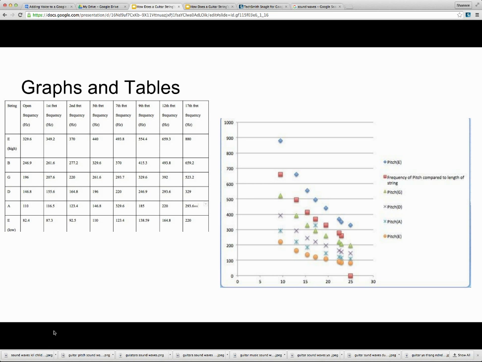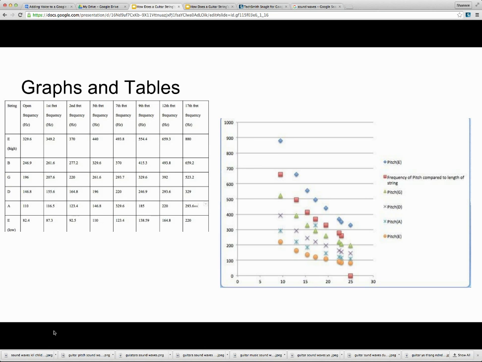On the right, we have a graph. And what you're probably wondering when you look at this graph is why, for the square, it says frequency of pitch created by the string. It should say the pitch B, but Excel is being weird, and I don't know why it was doing that.